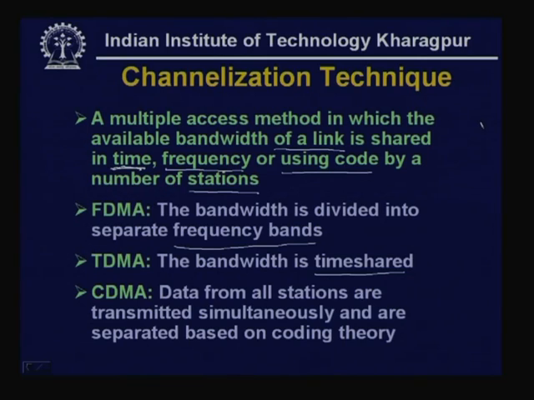On the other hand, in CDMA, the data from all stations are transmitted simultaneously and are separated based on coding theory. So, here we find that it is neither frequency shared nor time shared, but it is based on coding theory. So, all are transmitting simultaneously in terms of frequency and time, and are separated by using coding theory.